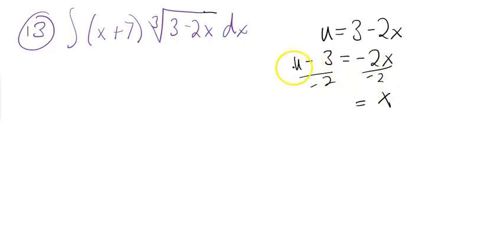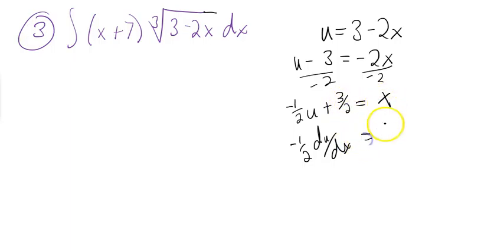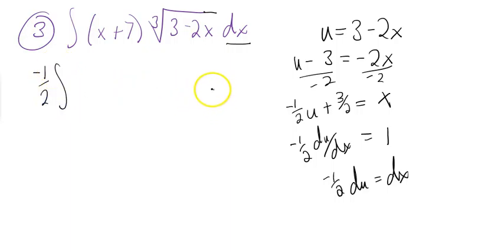When I do that, I'm going to do each one so that it's a linear look. So I get a -1/2 u and then a positive 3/2, because that's going to be easier to take the derivative of. Now I take the derivative. So I bring down the -1/2. I have du dx. The derivative of 3/2 is 0, and the derivative of x is 1. Multiply by dx on both sides. And now I'm ready to substitute. So since this equals dx, I'm going to plug in the -1/2 du. So I'm going to put the -1/2 out front and the du in the back.